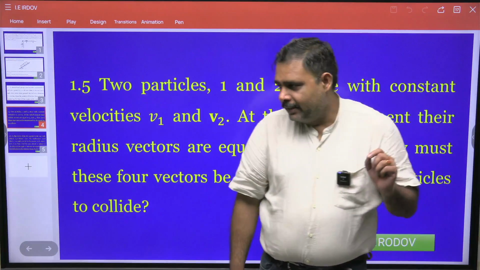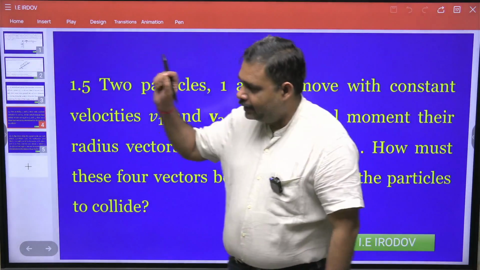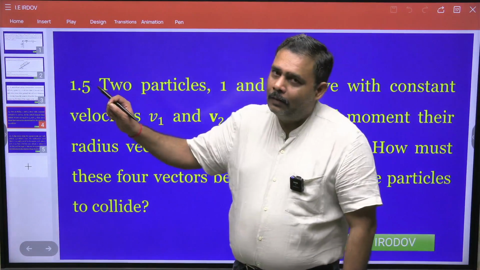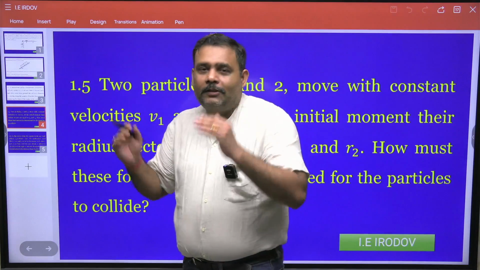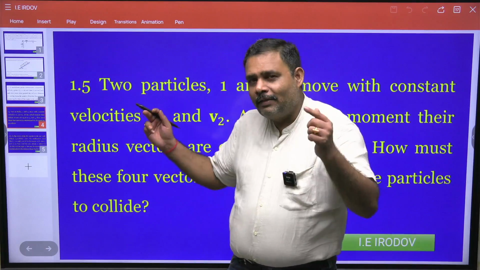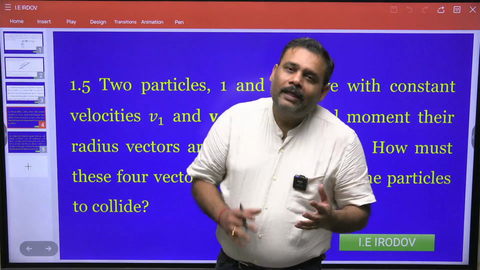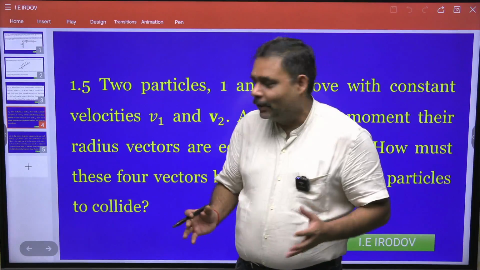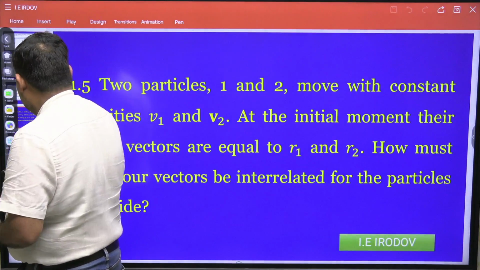Initially, particle 1 is at the position vector r1, and particle 2 is at the position vector r2, and their velocities are given as v1 and v2. After some time they are going to collide. So what should be the relationship between these vectors? This is wonderful. Let's try to solve this one in a very nice way.